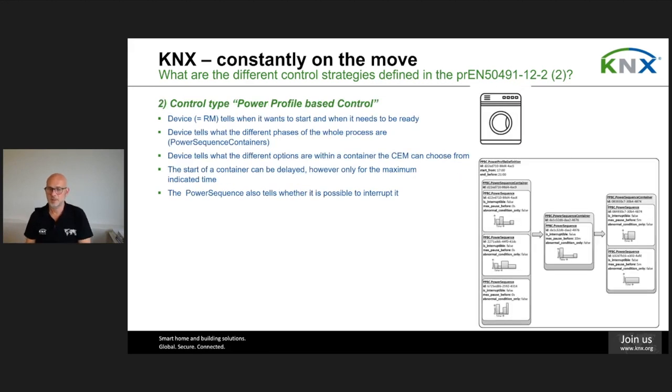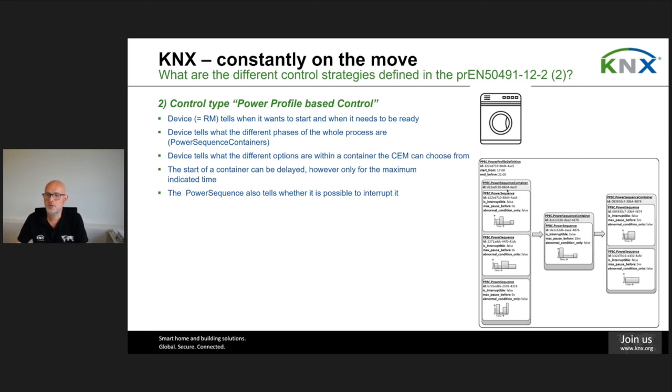The second control type is the so-called power profile-based control. The power profile-based control is a control strategy that is ideal for instance, such devices as white goods. The device tells when it wants to start and when it needs to be ready. So it tells, okay, I want to start at 5 o'clock, but I need to be ready by 9 o'clock in the evening.